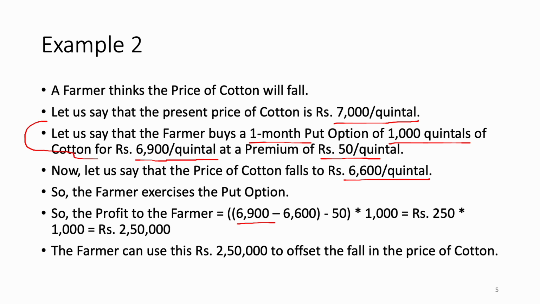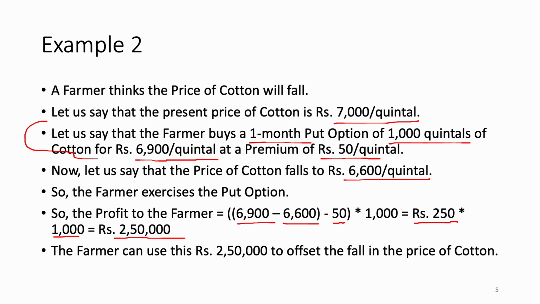The current market price is 6600, and he paid a premium of 50 rupees per quintal. So the net profit per quintal is coming to 250 rupees for the farmer. And since he purchased 1000 quintals, he will make a total profit of 2,50,000 rupees on this trade.